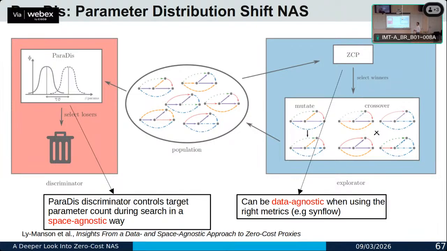Another consideration is that although our method is not data agnostic in general, when we're using specific zero-cost proxies, we can become data agnostic. That's the case, for instance, with the SynFlow metric. So why is it important to be space agnostic and data agnostic? First of all, we need to be able to generalize to various spaces. That's why we remain space agnostic. And this is very important for very expressive spaces such as einspace, where the statistics of the space are not easily found. In the same vein, we may want to be data agnostic in order to generalize better to diverse tasks.